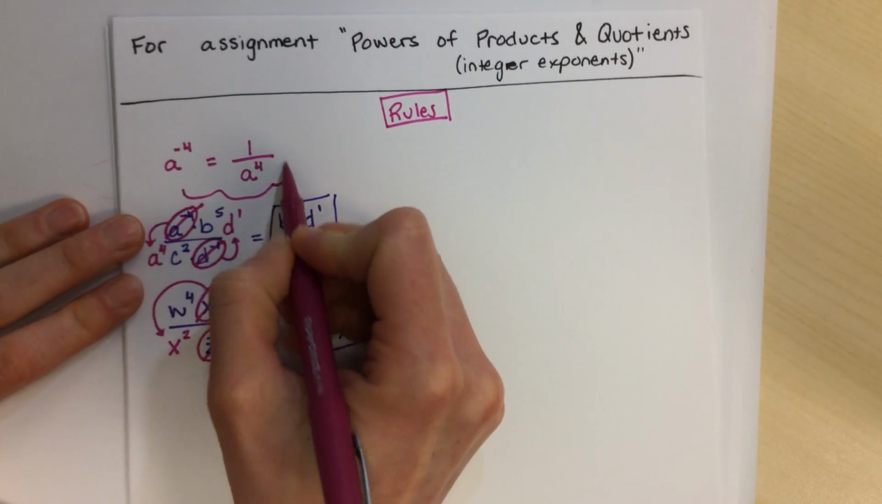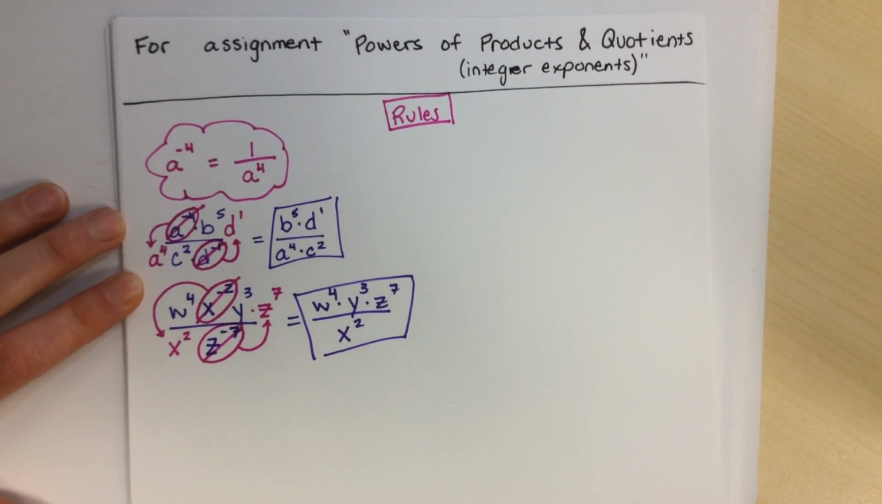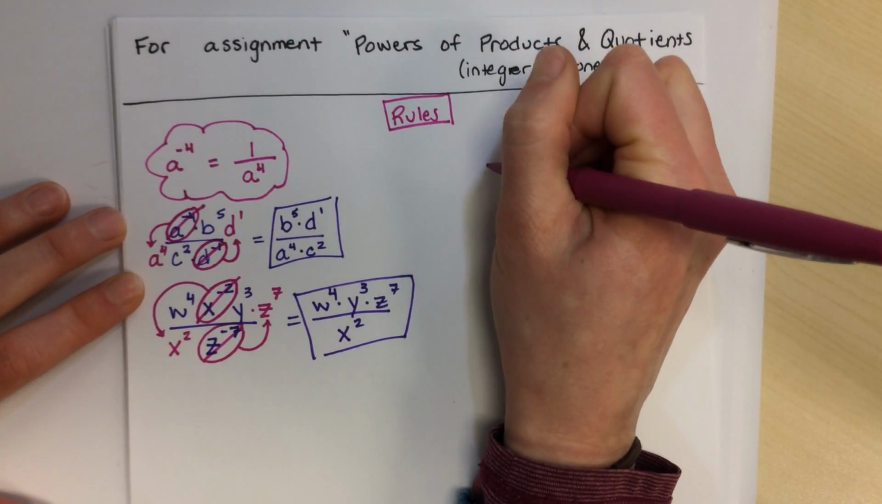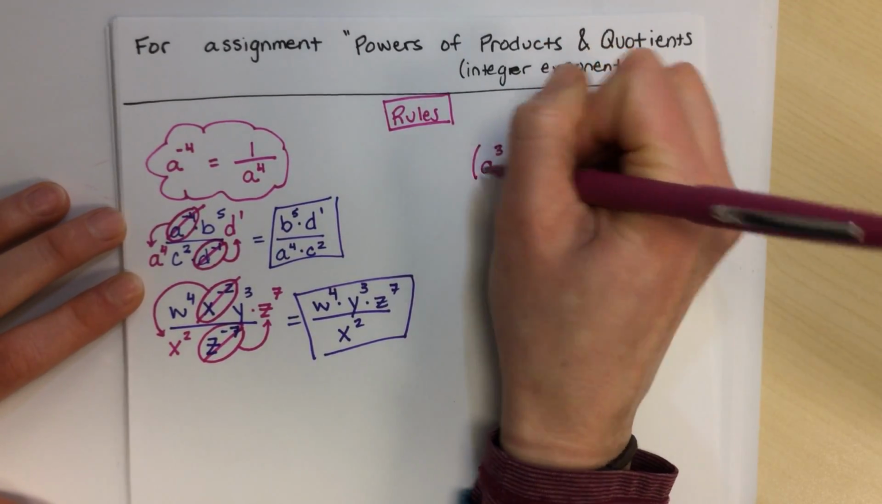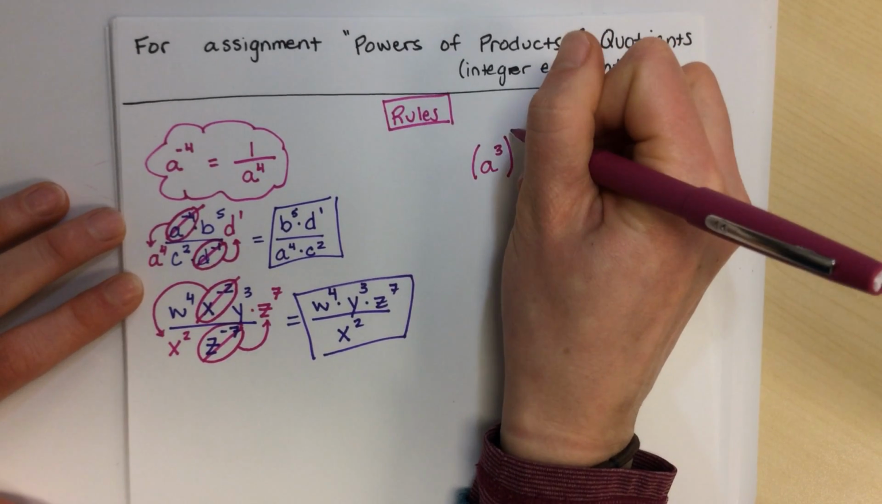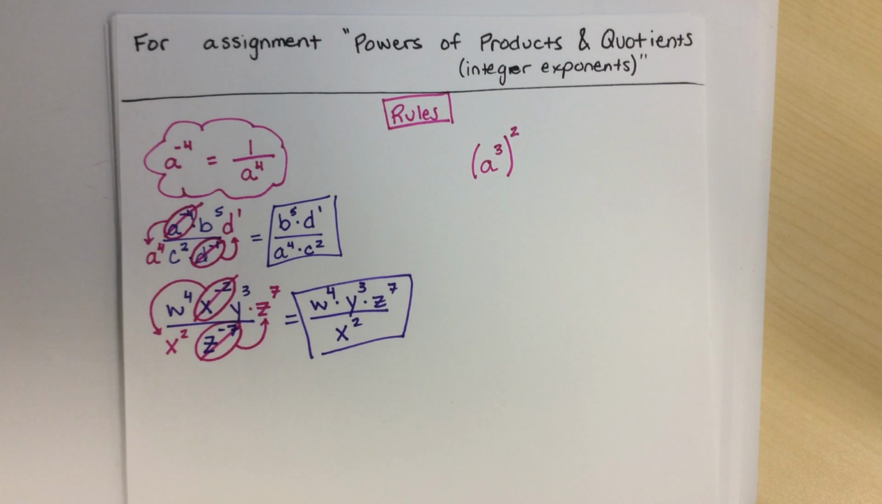So this is kind of our first big rule that probably will show up in a lot of your problems. The other one is when you have an exponent on top of an exponent. So you have a to the 3rd here, but then they put an exponent on top of that, like that. Now what does that really mean in mathematics?